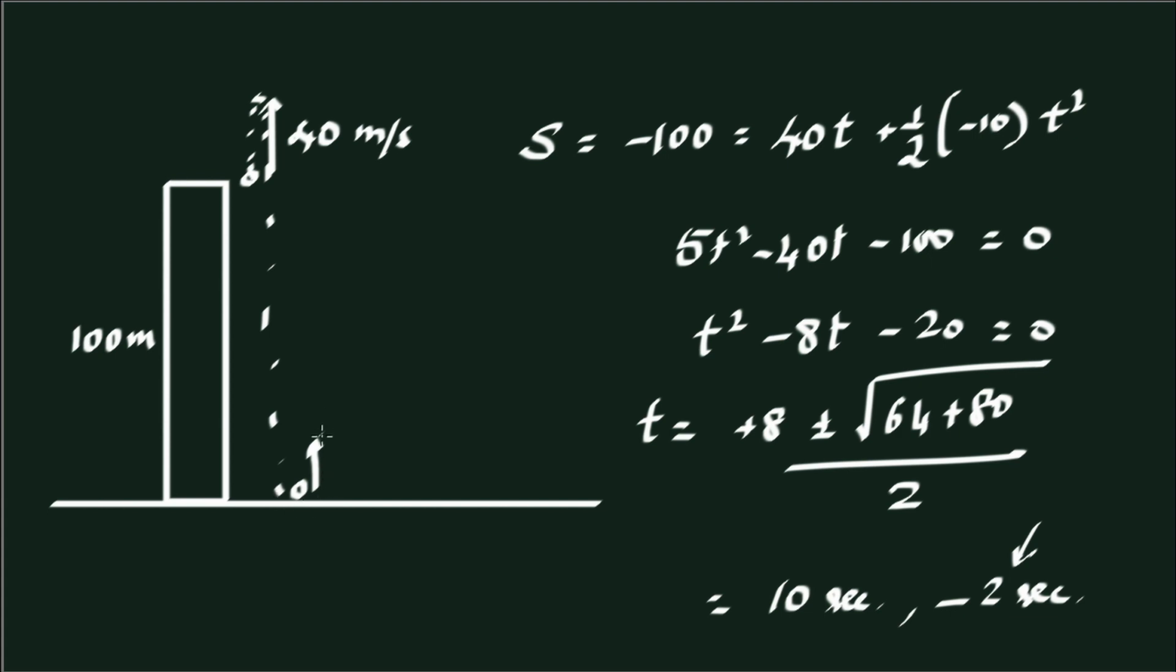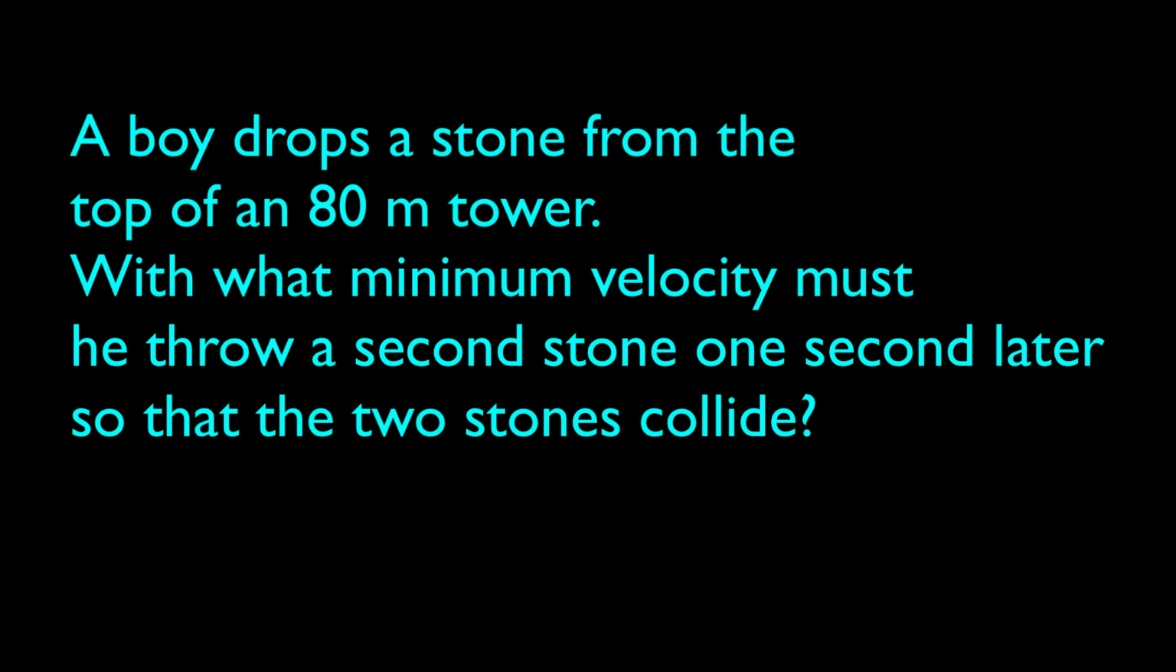If I had sent it with sufficient velocity, at t is equal to 0, it could be moving up at 40 meters per second when it reaches the top of the building. You can verify that. So this is also a perfectly good answer to this equation. Our question was, if the boy throws the stone up at t equal to 0, how long does it take to land? Answer is 10 seconds. Let's go to the next problem.